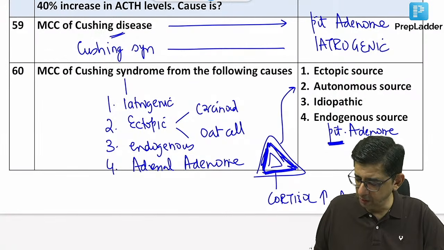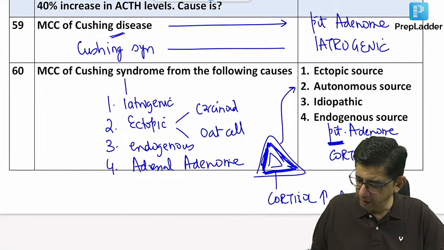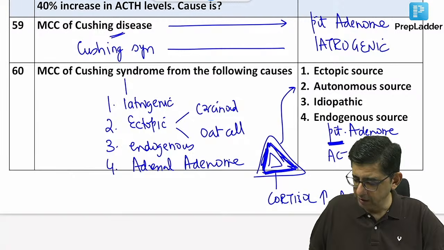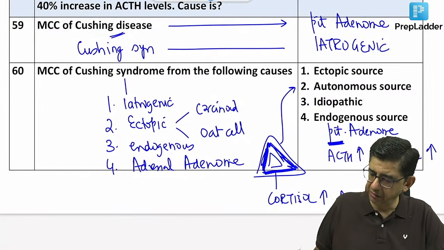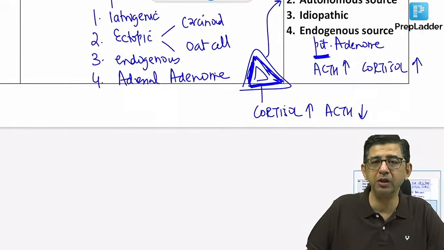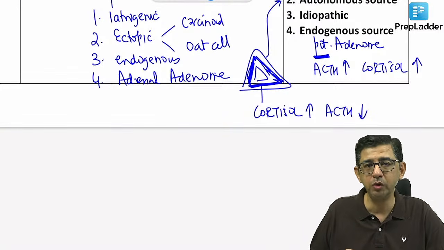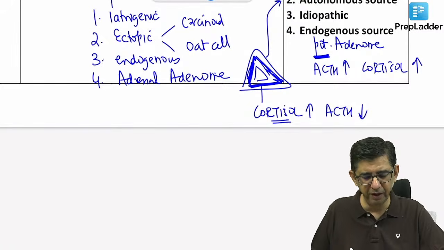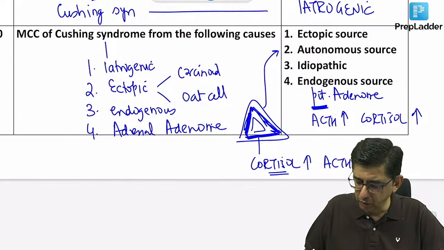And ACTH in the patient will become suppressed. And in pituitary adenoma, the difference would be that ACTH will also be elevated and cortisol will be elevated. Like somebody asked, what is the difference between the two? The difference is that when it comes to pituitary adenoma, both things would be elevated: ACTH also and cortisol also. But when it comes to adrenal adenoma in a patient, adrenal adenoma is an autonomous source. It is functioning independent of ACTH, no? So that would be the difference between the two.